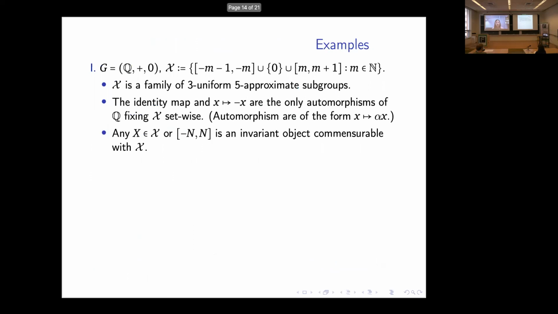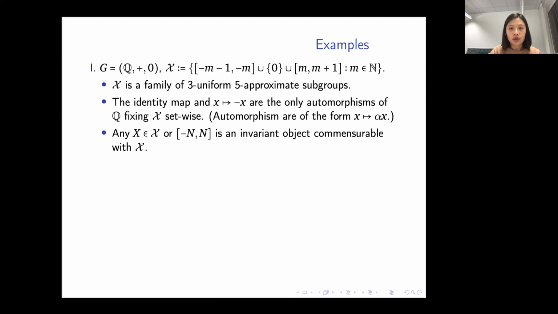Okay, so let me give two examples to get more intuition. The first example is very trivial. You take G to be the rational numbers with the additive group. And the family of approximate subgroups are basically just intervals, from M to M plus one, and you make it closed under inverse and contains the identity. So this family will be a family of three uniform, five approximate subgroups. So these are just some numbers.